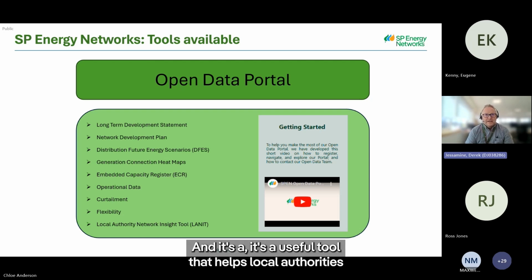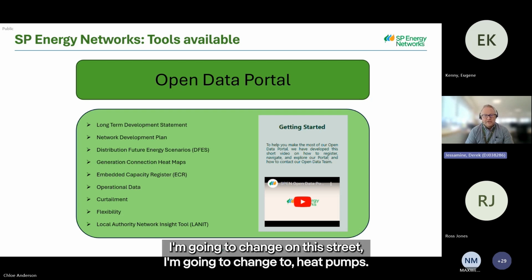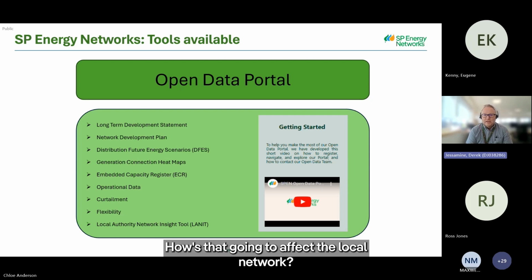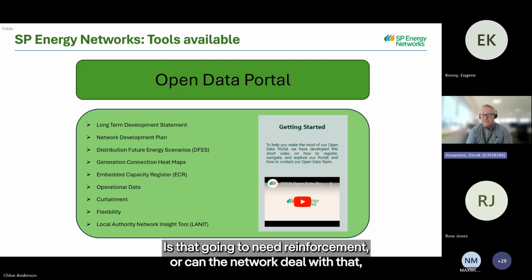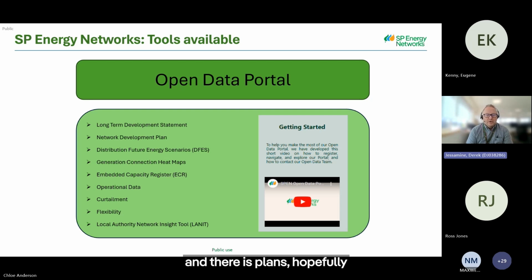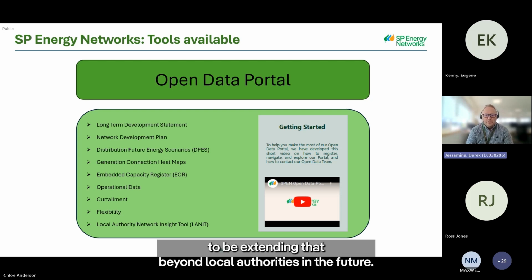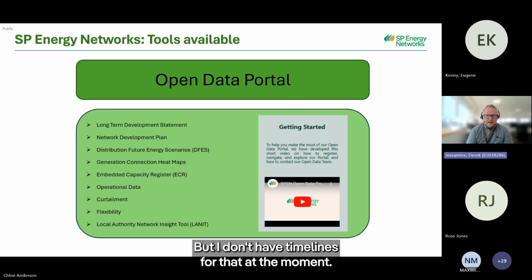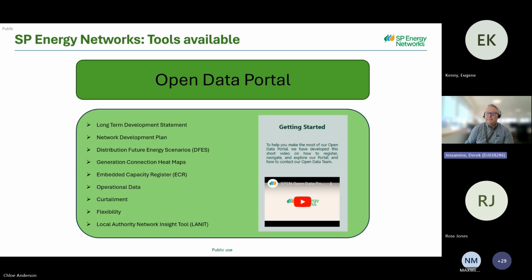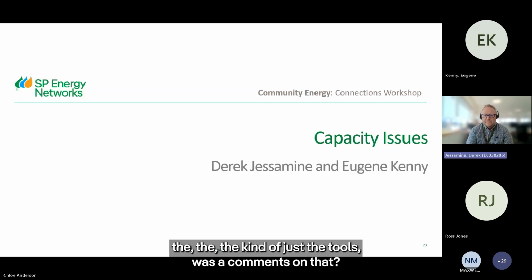LANET, and it's a useful tool that helps local authorities to plan their investment as well, so they can put in things like, I'm going to change this street to heat pumps. How's that going to affect the local network? Is that going to need reinforcement, or can the network deal with that? And there are plans to hopefully extend that beyond the local authorities in the future, but I don't have timelines for that at the moment. So that's the tools.